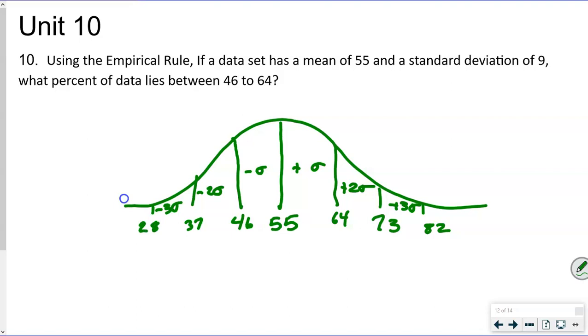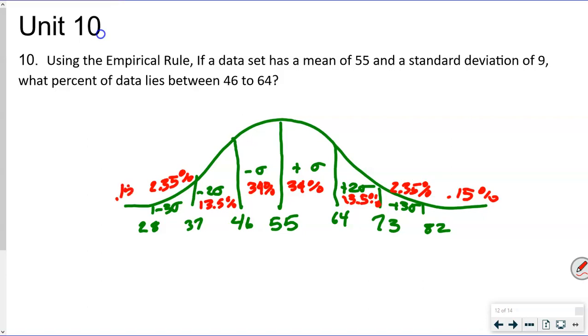Okay. So now we're going to talk about the percentages, right? This was 34%. This was 34%. And these percentages are always the same, y'all, when we're doing these, okay? So that's 13.5%, 13.5% here. Then we've got 2.35% here and 0.15% out here, 2.35% here, and 0.15% out here.